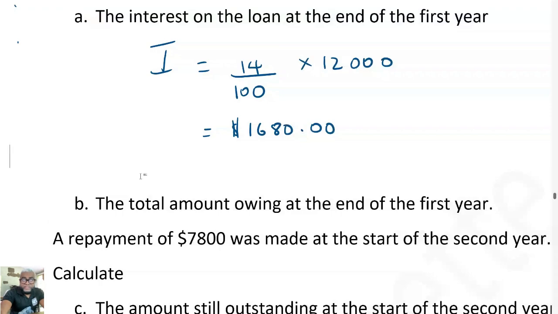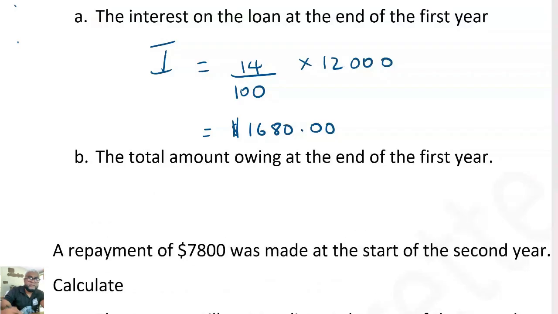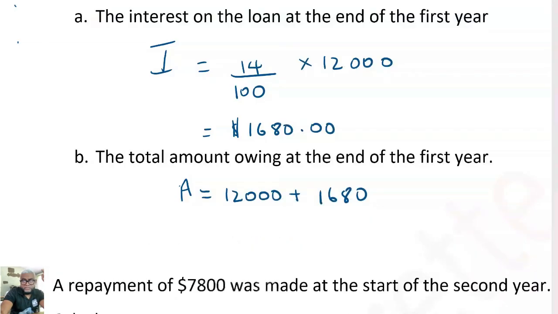So they want the total amount owing at the end of the first year. Total amount owing on the first year will be 12,000 plus 1,680, which will give us 13,680.